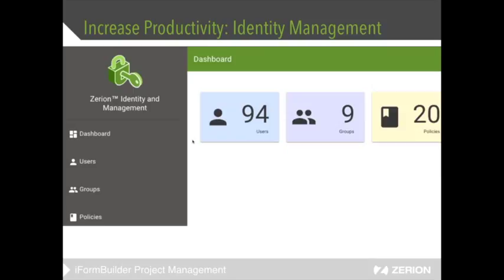Another way to increase productivity is with the Zerion Identity and Management. This is something that we're still working on, so it's out there, but it's still relatively new. With this, you're able to give out more granular permissions within what we call ZIM. So you're able to fully define what the user is able to see, what data they have access to, as well as what they can do with that data that they see.